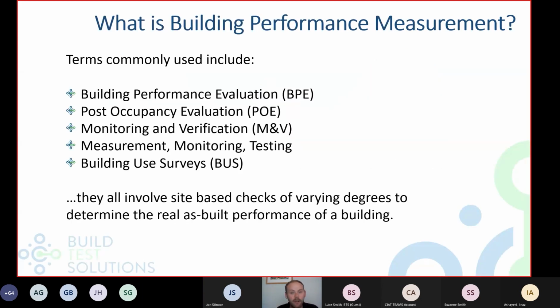So what is building performance measurement? There's quite a few different terms that people use for the general field. So building performance evaluation, post-occupancy evaluation, monitoring and verification, measurement, monitoring, testing, and building use surveys. They all involve going to site and measuring the performance of buildings with varying degrees of invasiveness and different techniques available. But the real key is taking a building and measuring how it really works in practice.